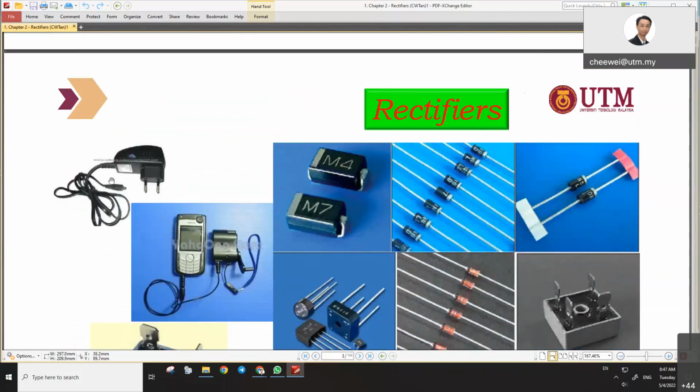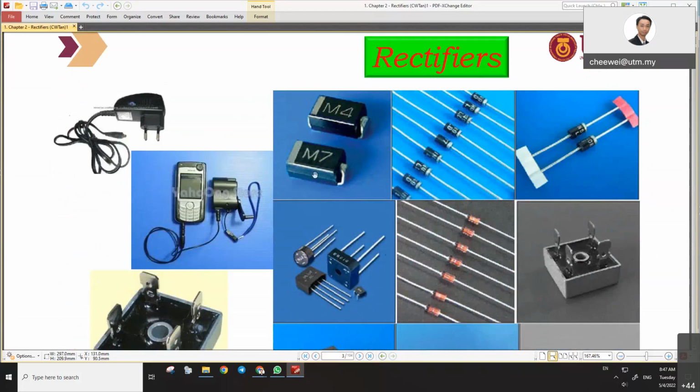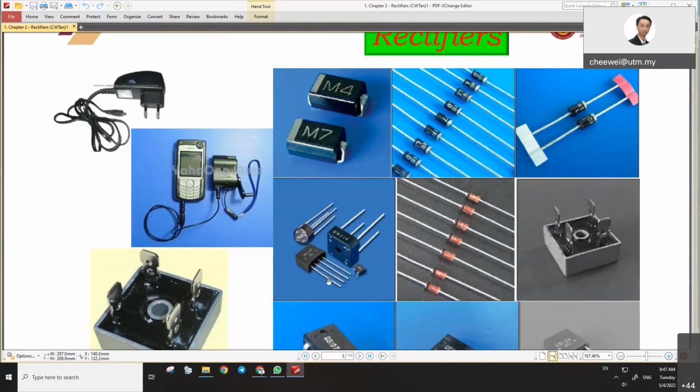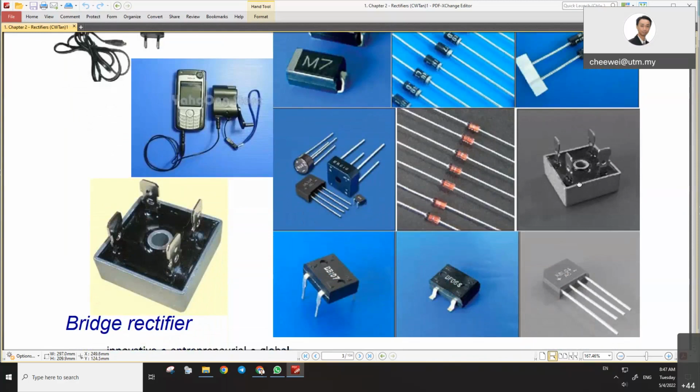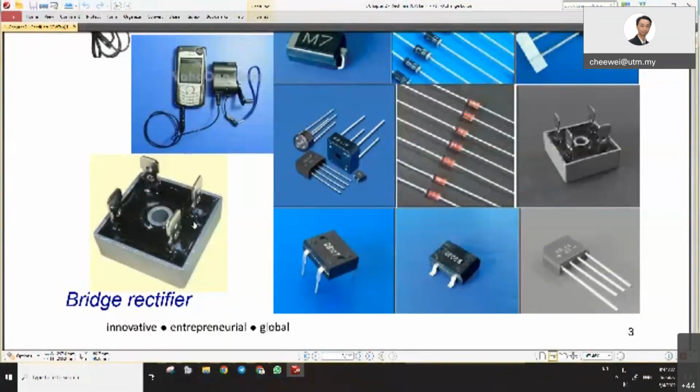So where is this rectifier? It's inside the plug. So it's very small, isn't it? The plug itself is the rectifier. Other rectifiers that you can see in the picture here are like a small IC, integrated circuit, with 4 pins, and some just look like a normal diode, but they are rectifiers. Square shapes, cuboid, bridge rectifier. So different types of rectifier for different applications.